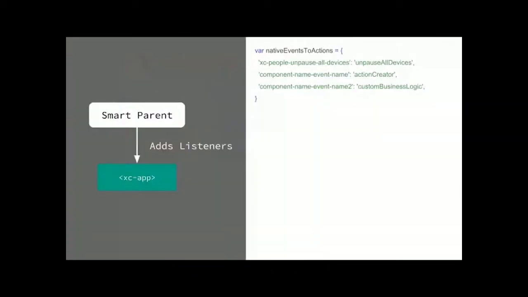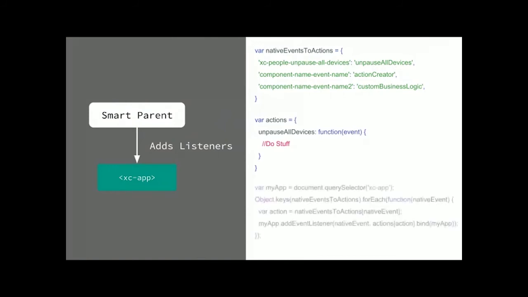And so for us, the smart parent starts up outside of XC app and adds all these listeners to XC app. So it's going to listen for XC people unpause all devices and translate that into an action creator. So all the actions are unpause all devices, etc. You can have a whole lot more actions. And all you're doing is looping through all your events and adding them to XC app for native event listeners.